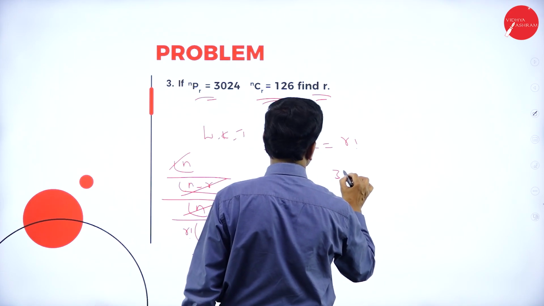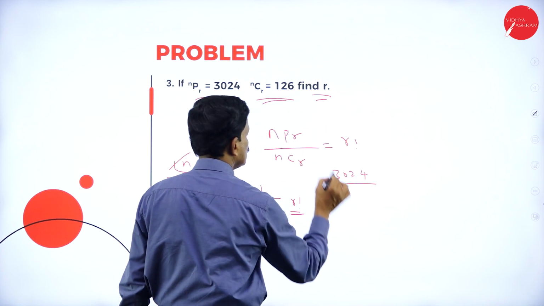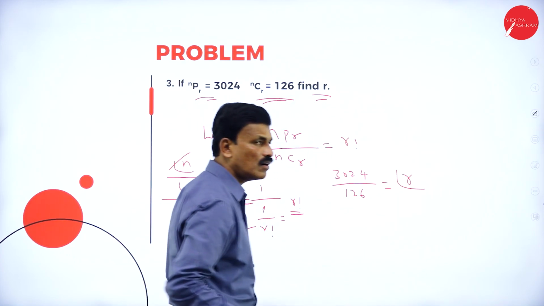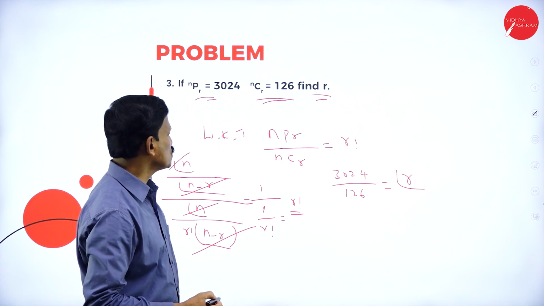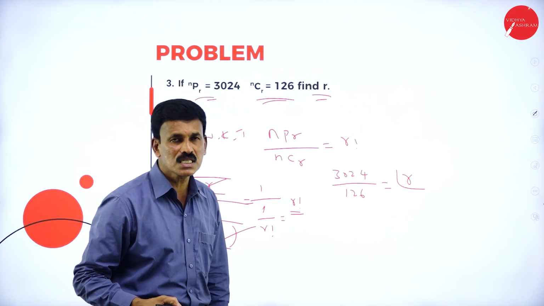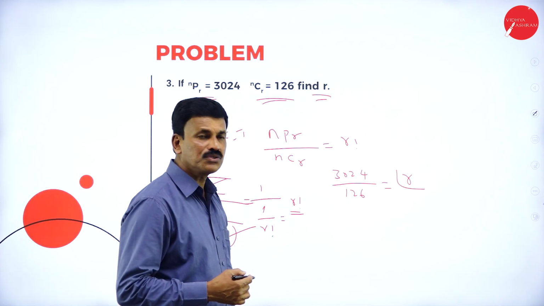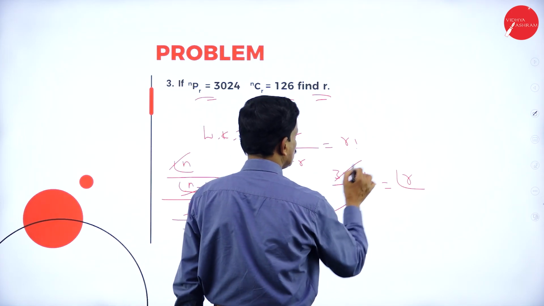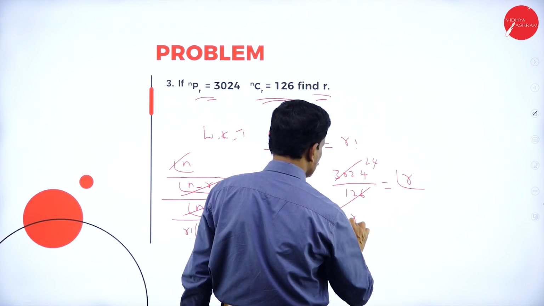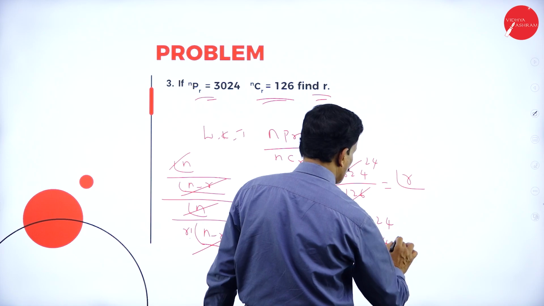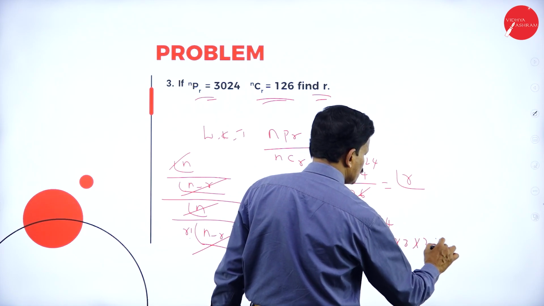NPR is equal to 3024 and NCR is equal to 126. NPR divided by NCR is equal to factorial R. If you divide 3024 by 126, you will get factorial of R. 3024 divided by 126 is nothing but 24, so R factorial is equal to 24. 24 can be written as 4 into 3 into 2 into 1.